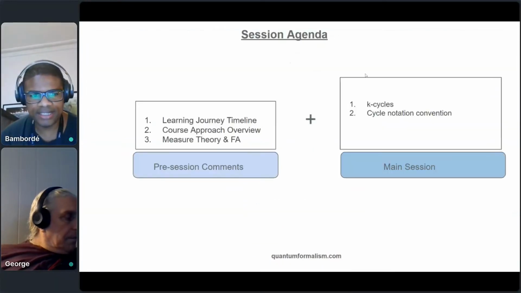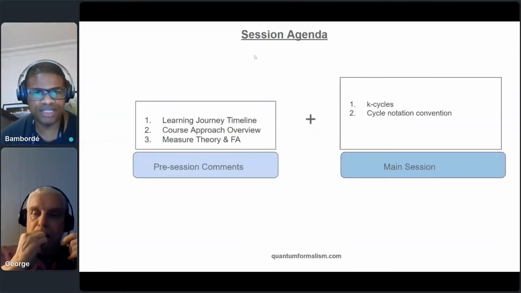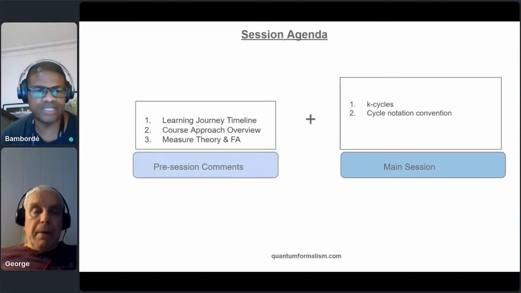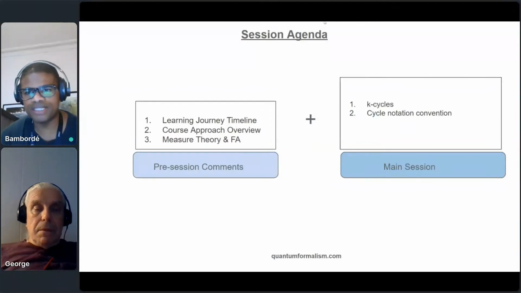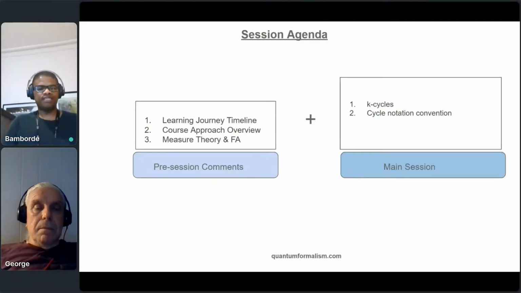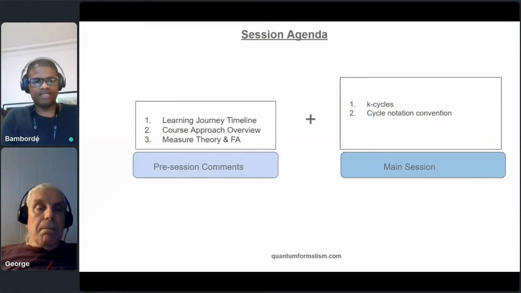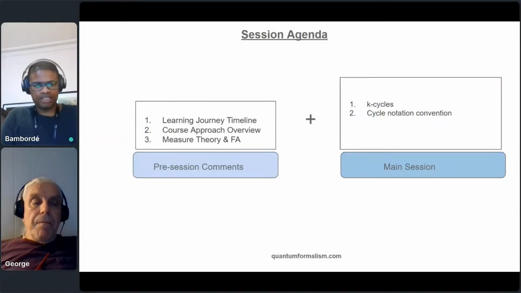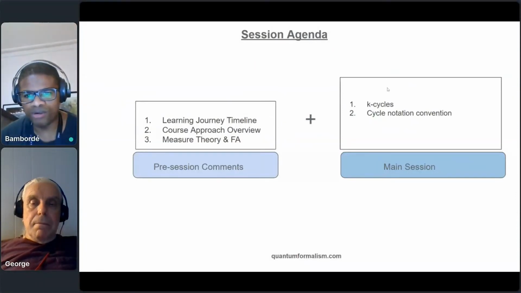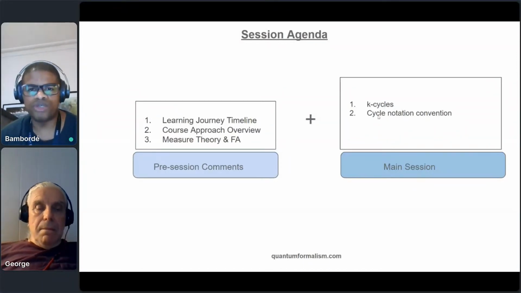And today, this is the agenda. We'll start with the pre-lecture comment stuff, to go through the timeline. And then I will make the announcement just briefly for those who haven't seen the newsletter or have attended the previous discussion. The new course of measure theory and functional analysis will start towards the end of next month. After that, we'll go direct to the main session, which is to deal with this thing called k-cycles.